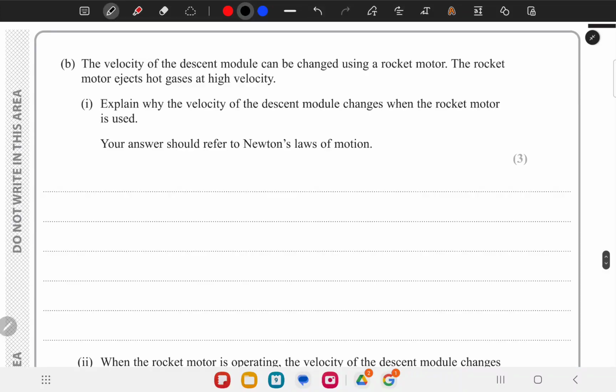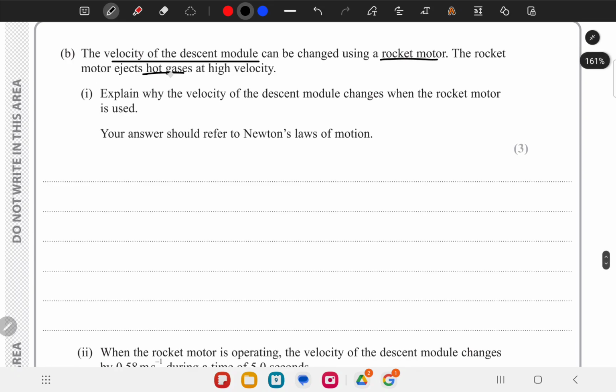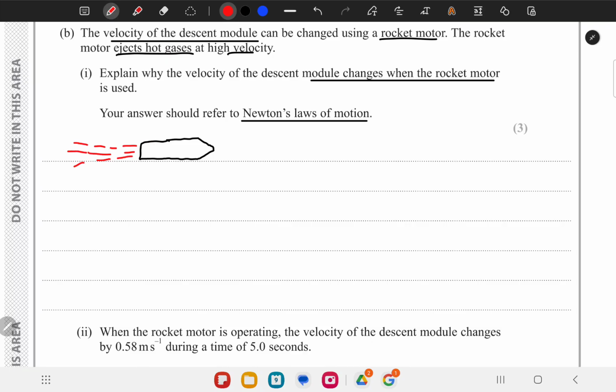Now for question part B, we are told that the velocity of the descent module can be changed using a rocket motor. The rocket motor ejects hot gases at high velocity. Now we have to explain why the velocity of the descent module changes when the rocket motor is used using Newton's laws of motion. So we have a rocket motor. From here we have hot gases ejecting at high velocities.